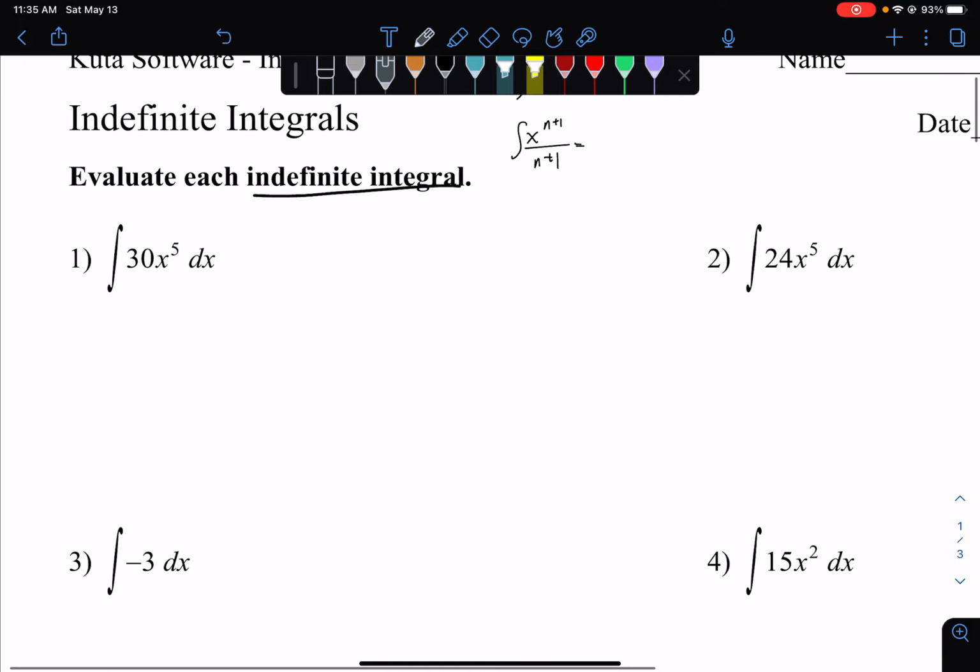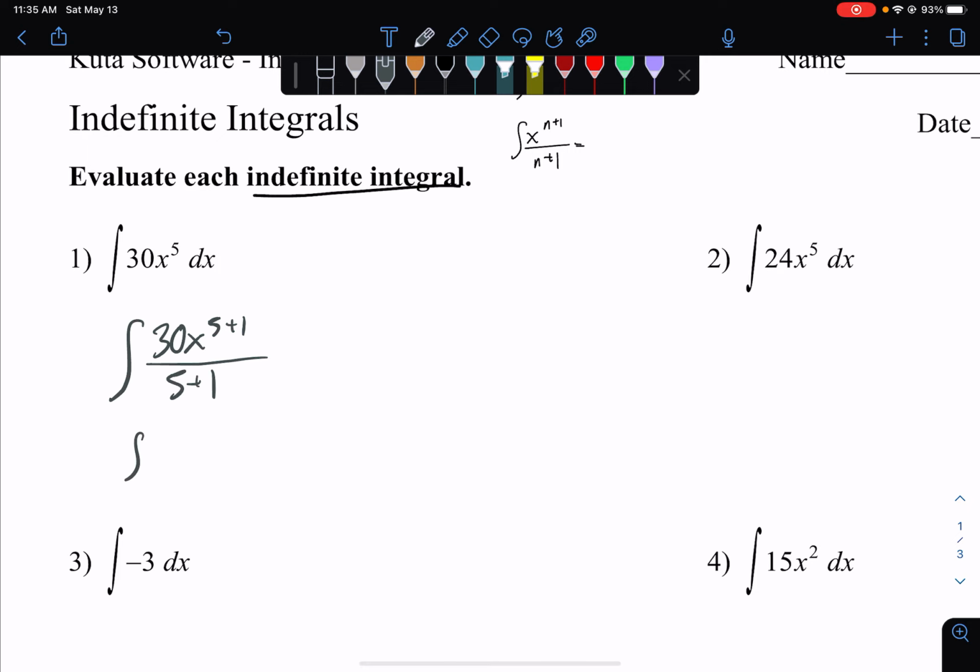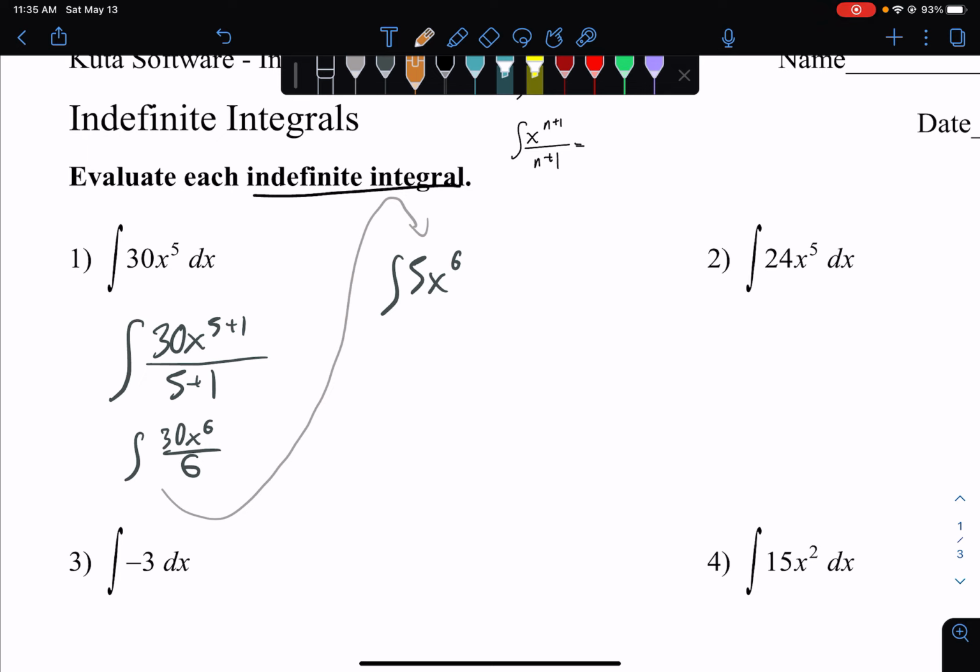For number 1, we're given 30x raised to 5. Basically our n is 5, and then we add 1, and then we divide by 5 plus 1. That should give us 30x raised to 6 over 6. We could further simplify this. It becomes 5x raised to 6.